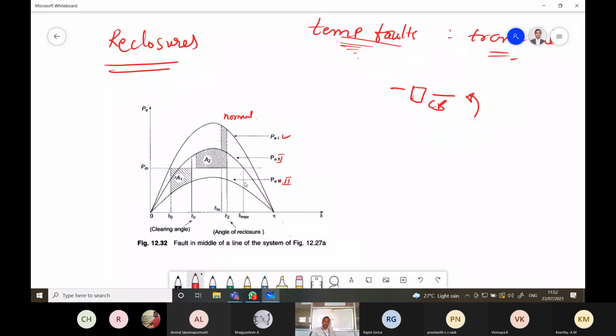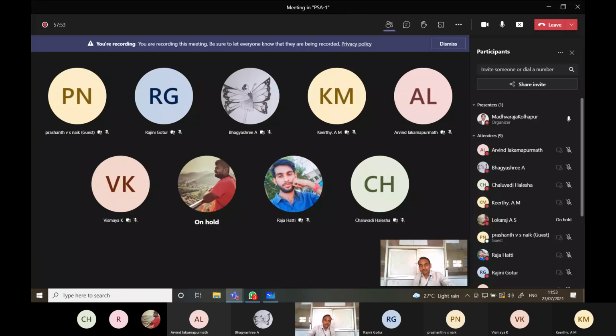This is called during fault. So PE1 is before fault and PE3 is the post fault after clearing, by means of auto reclosure. So this much amount of power can be restored back to the normal position.